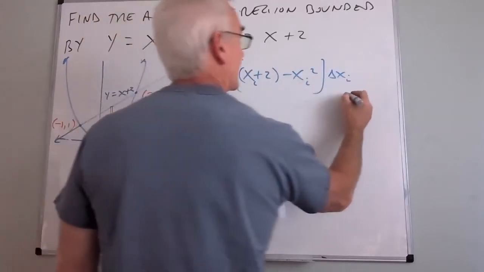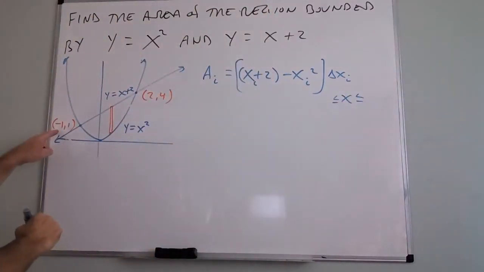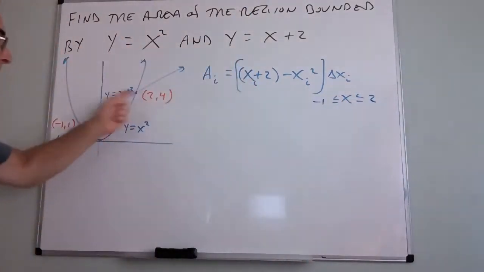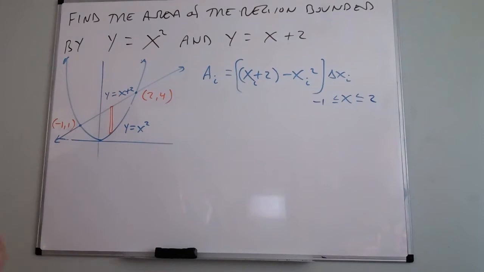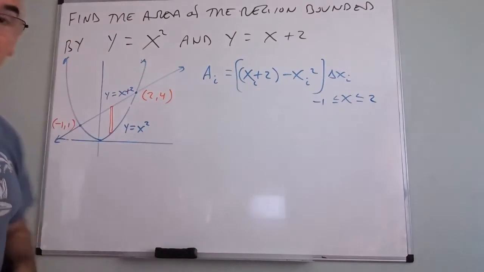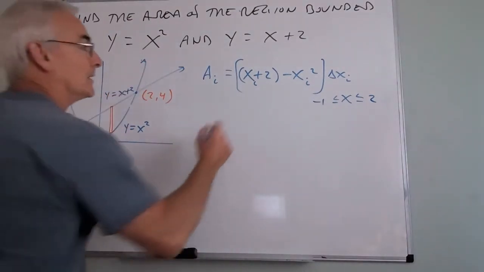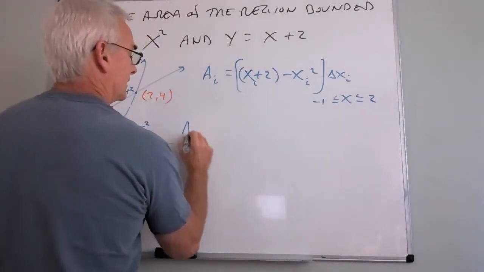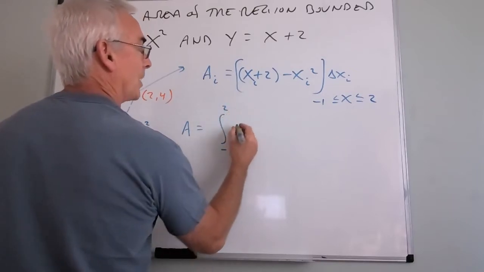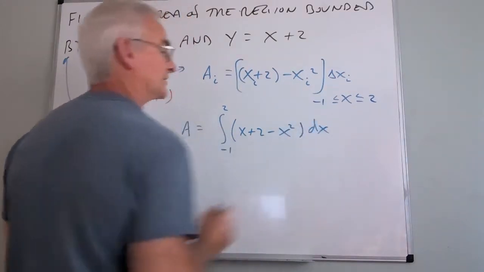delta xi. And again, now x is going to range from what to what? Leftmost x is negative 1, the rightmost x is 2. Now, it is very important because we identified the ordered pairs where the curves intersect, but I'm doing x, so I need the x limits, not the y limits. So if I said 1 to 4, those are the y values. So now that I have this, I can clearly say that the area is the integral from negative 1 to 2 of x plus 2 minus x squared dx.